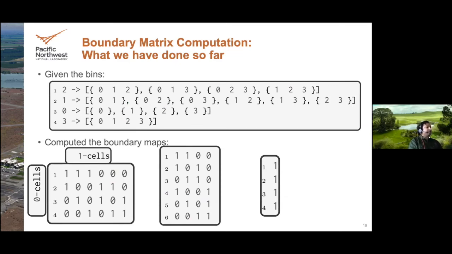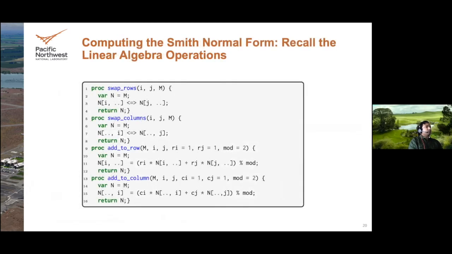Given the beans, we generated the cells, and then we computed the boundary maps. Once we generate the boundary maps, the next step is to compute a Smith normal form for each of these boundary maps, and that Smith normal form is beneficial for computing these Betti numbers, which will basically designate the number of holes that we have.